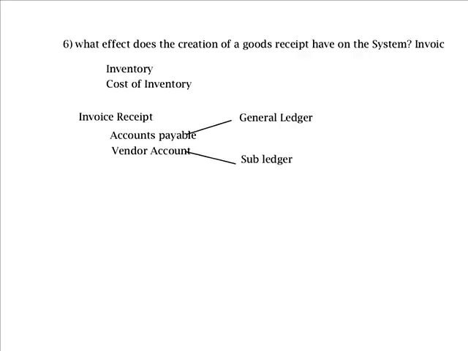Now, the exercise that you did over the weekend said that the vendor account will appear in the sub-ledger. So we have a general ledger, that's an accumulation of all the accounts payable. But if I want more details, I can double-click like you did in SAP, and it takes you to the sub-ledger. And that would be specific accounts for each vendor. Are we all square? Yeah. Okay.